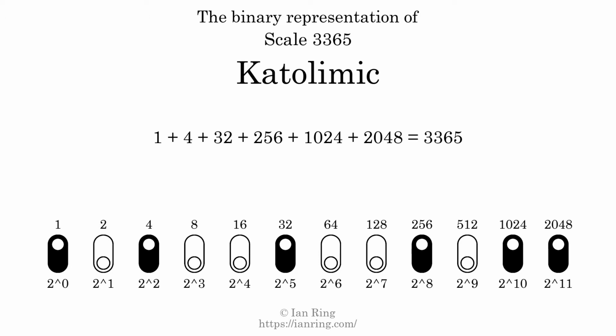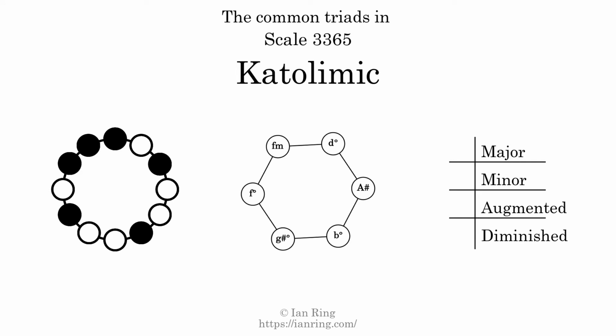3365. The scale number not only enumerates the scale with a unique index, but it also literally describes the tonal content of the scale. Represented as a binary number in base 2, the scale number is 1101001000101. Here are the common triads present in this scale.